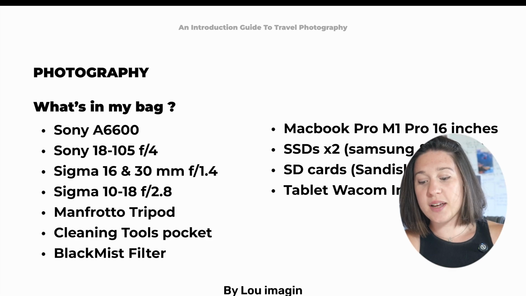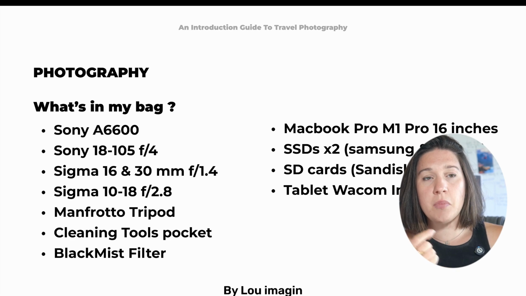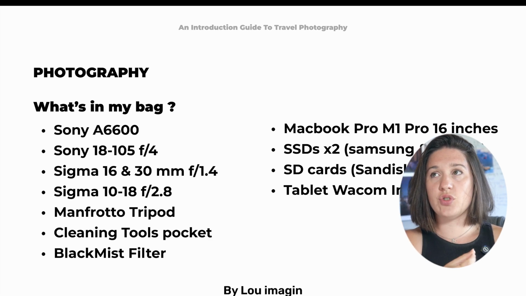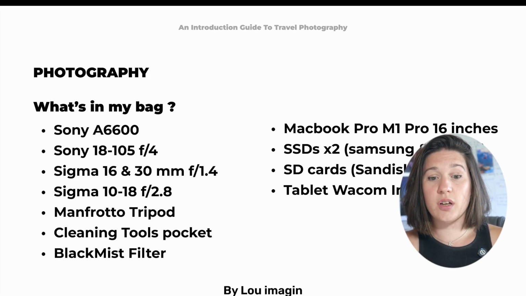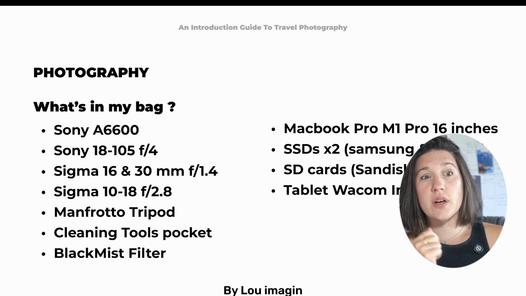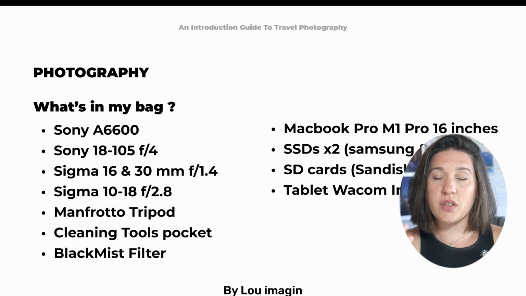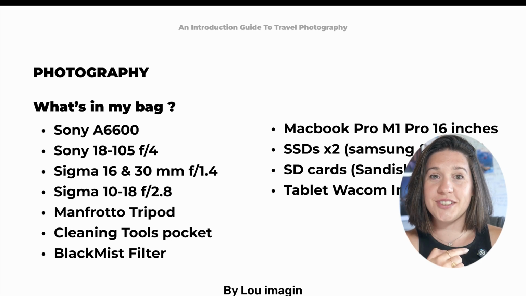Now, what else? Yeah, I have a black mist filter. I use it mostly for portrait photography or for videos like this. I don't use it for my travel photography, my street photography. If I want this dreamy effect that the black mist filter gives, I would rather control it perfectly in post-production. That's personal preference. If you like the effect, I think it's fine to use it whenever you want.